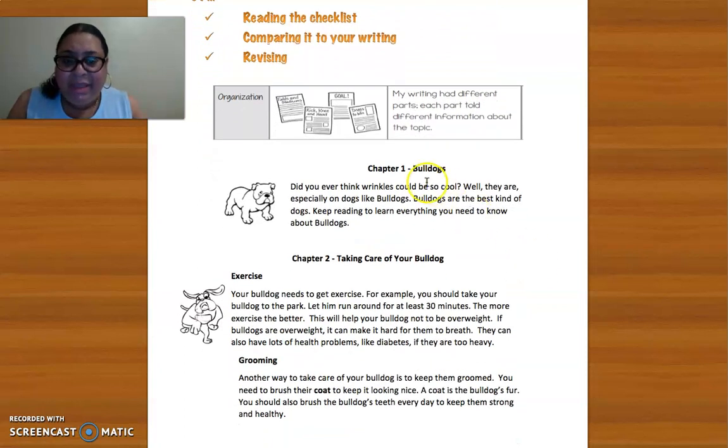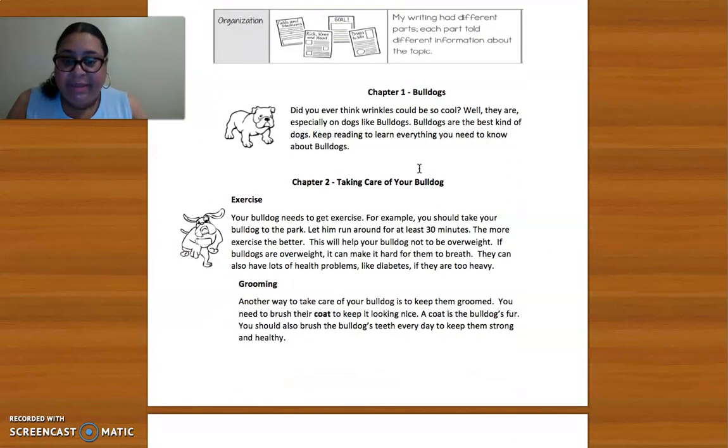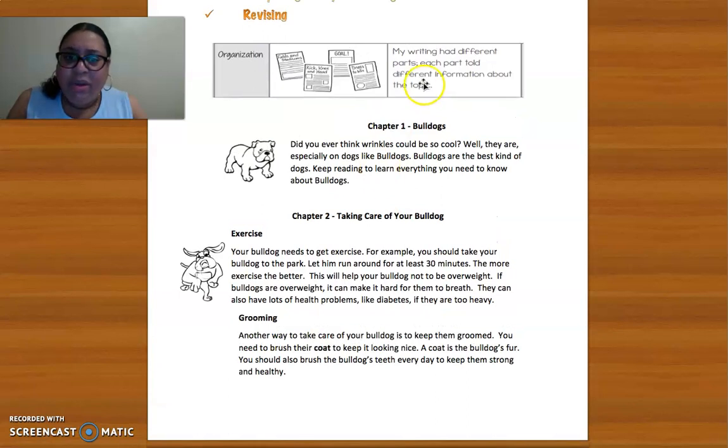So let me see. Well, I have one part that's the introduction about bulldogs. And then I have another part, it says taking care of your bulldog. And in that big section, I have some subtopics too. Exercise to take care of your bulldog, grooming to take care of your bulldog. So far, I think that my organization is pretty good. I have different parts. Now, let me just see if each part tells something different, some different information.